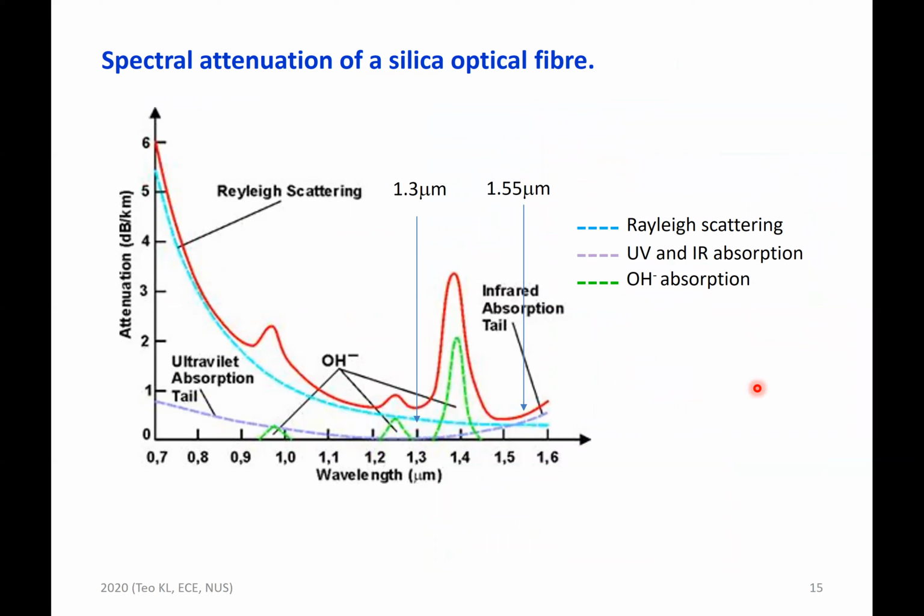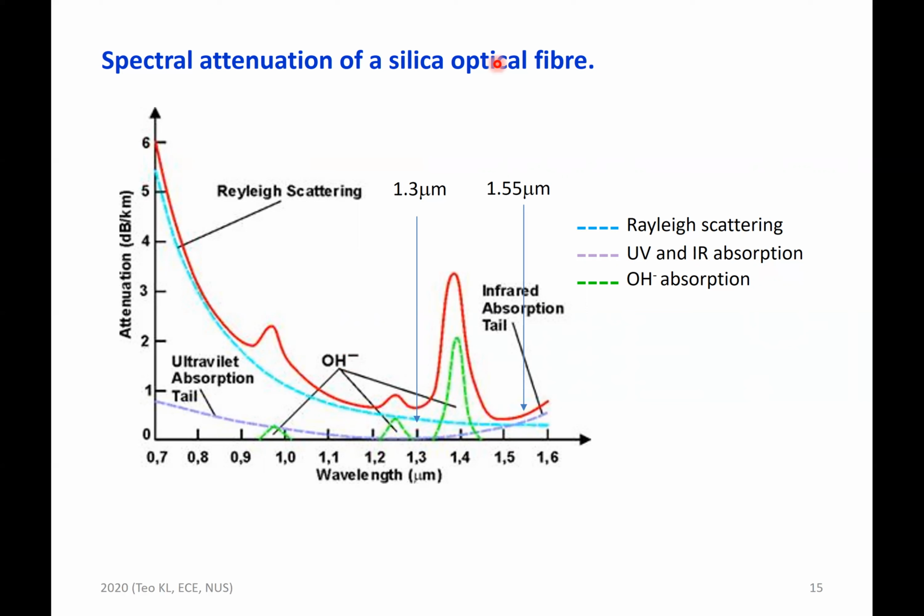Now, this slide shows the spectral attenuation of a silica optical fiber, so it's attenuation as a function of wavelength. The red curve is the spectral attenuation of the silica optical fiber, and it's a sum of the Rayleigh scattering, the UV absorption tail, and also the absorption from the OH group.